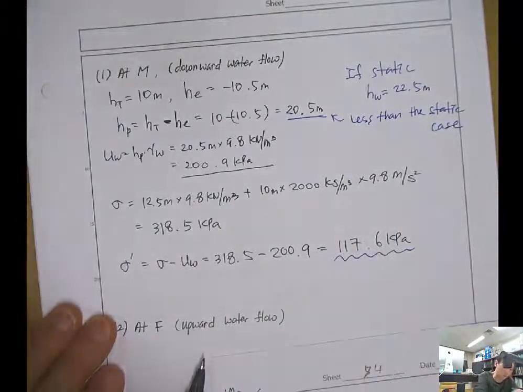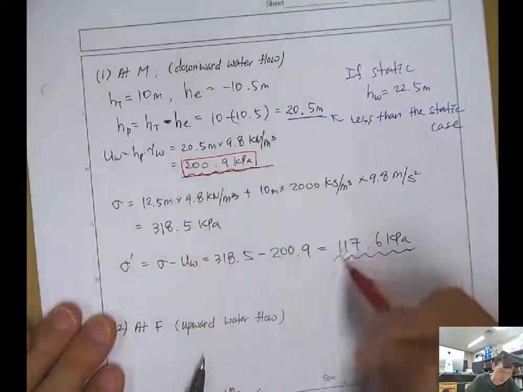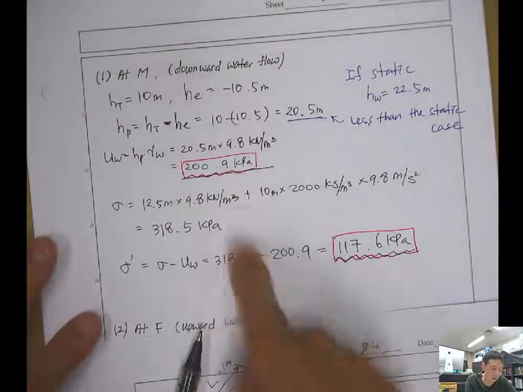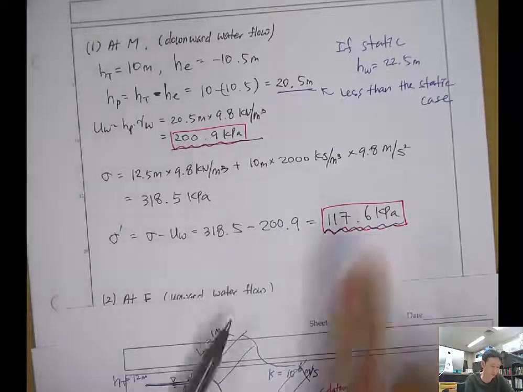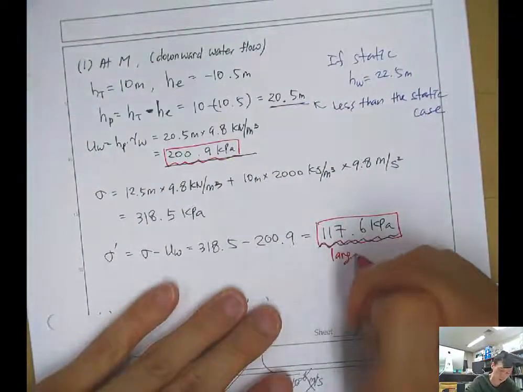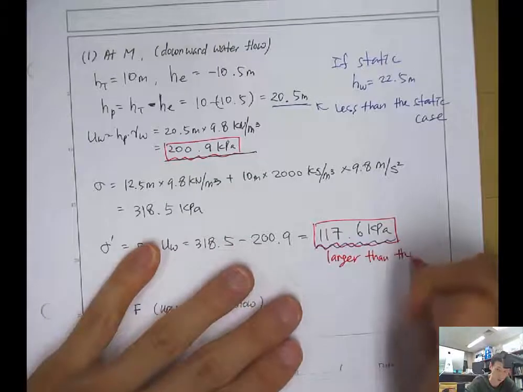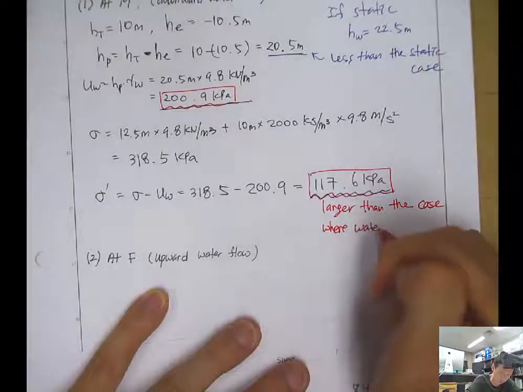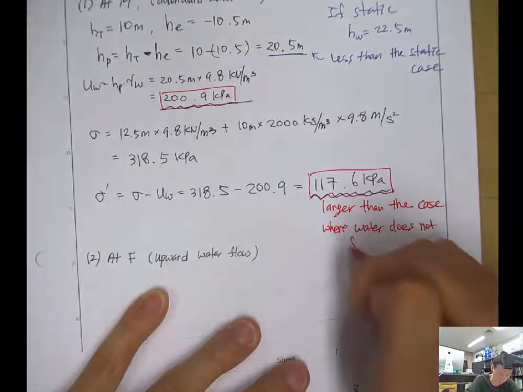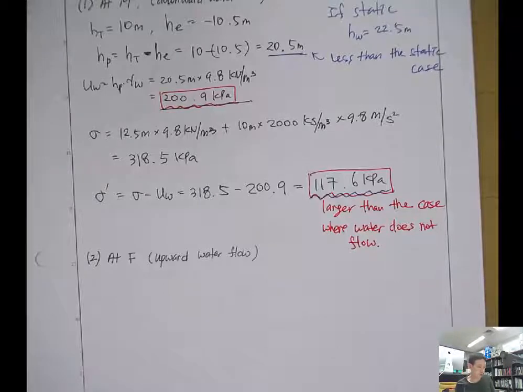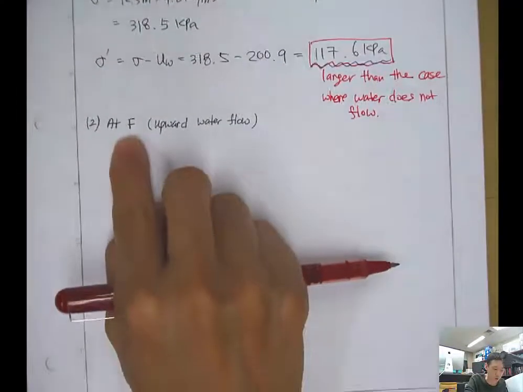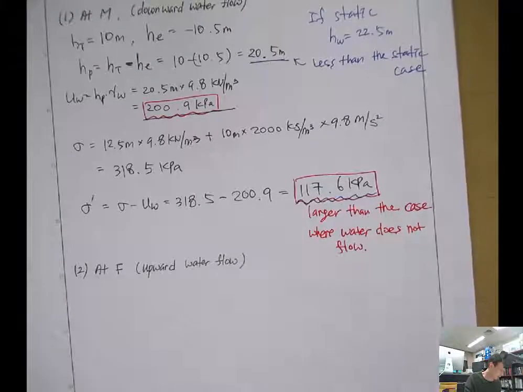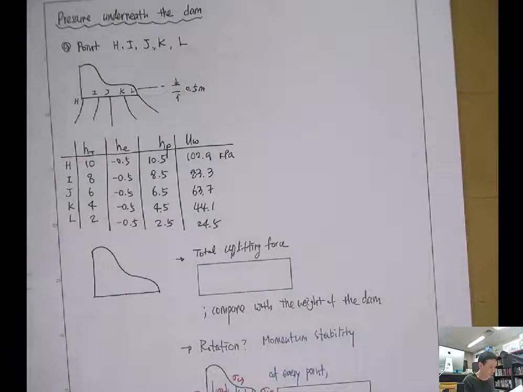This will be the effective stress. And where's the water pressure? This will be the water pressure. And because the water pressure is less than the static case, the effective stress will be larger than the case where the water does not flow. At point F, you can compute the same way that we did at point B. So I'll leave it up to you. And let's move on to the next page.